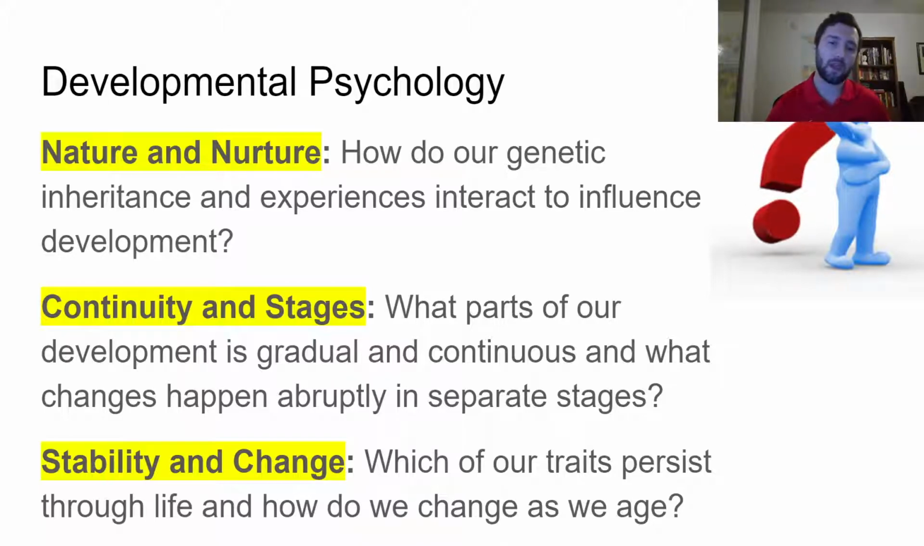And the last one is stability and change. Which of our traits persist through life, and how do we change as we age? If we look at you when you're 5 years old and see you have specific traits, are there certain things that will be the same when you're 80 or 90 years old? Are there things that are different? That's this idea of stability and change. What's going to stay the same and what's going to change?